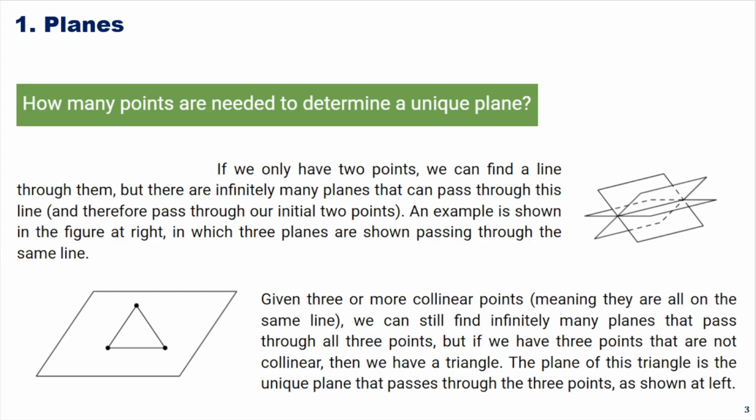Given 3 or more collinear points, meaning that they are all on the same line, we can still find infinitely many planes that pass through all 3 points. But if we have 3 points that are not collinear, then we have a triangle. The plane of this triangle is the unique plane that passes through the 3 points, as shown here at left.